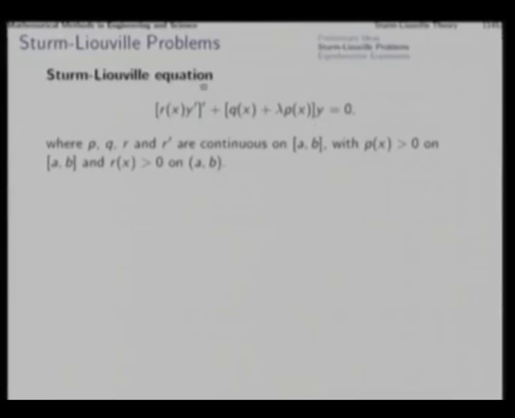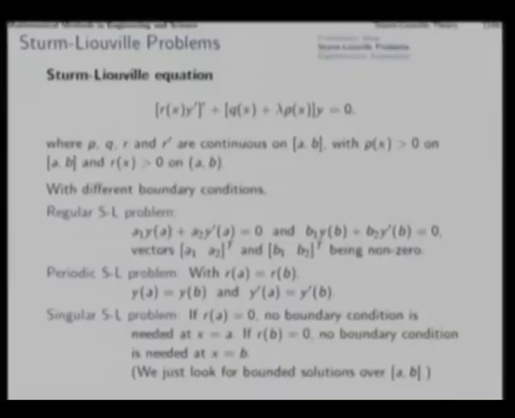Now, with this Sturm-Liouville equation, we can define 3 different classes of Sturm-Liouville problems with different kinds of boundary conditions. If we define the boundary conditions in this manner, that is, at x equal to a at one boundary, we have got a condition like this, that is, this linear combination of y and y prime is 0, and at the other boundary this linear combination of y and y prime is equal to 0, in which both a1 and a2 should not be 0 together, that is, a1 and a2 together is a non-zero vector.